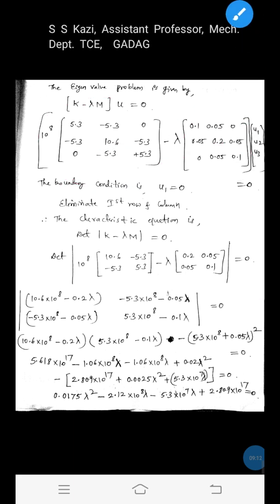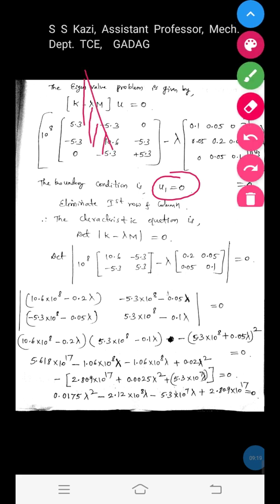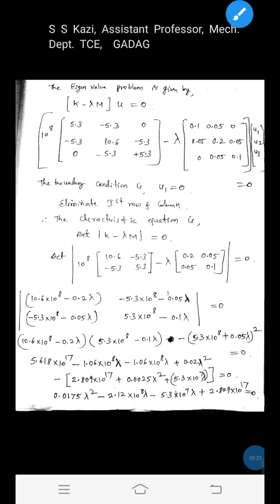Once you get this, the boundary condition, we know that it is given by u1 is equal to 0 because the first node is fixed. Hence u1 is 0. Since u1 is 0, using the elimination approach, eliminate the first row, first column of both the matrices. Then the remaining is the characteristic equation for the eigenvalue problem.